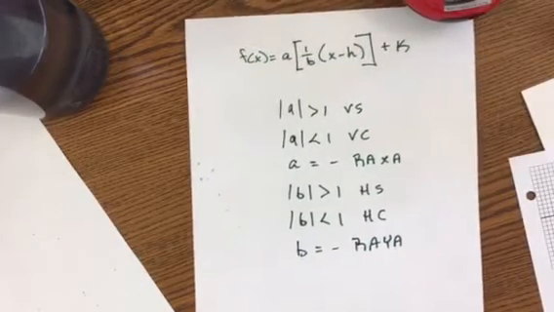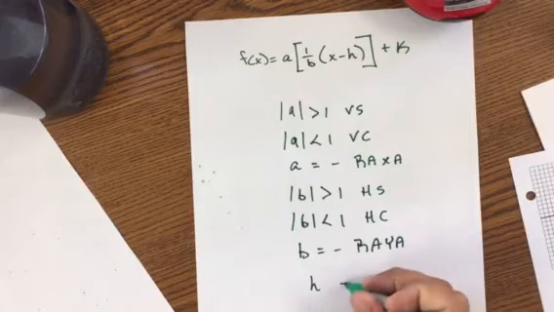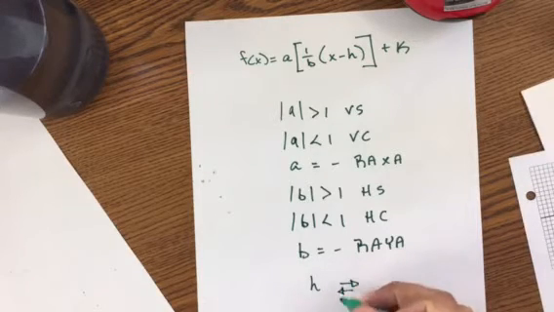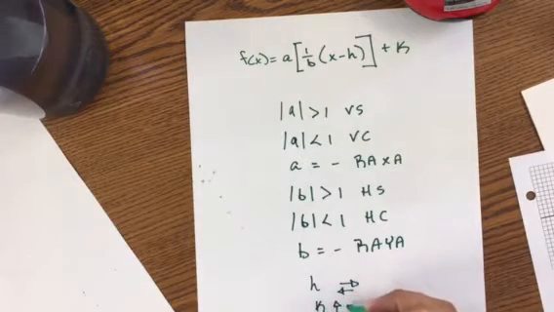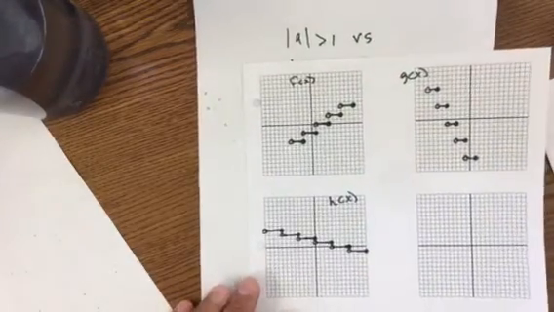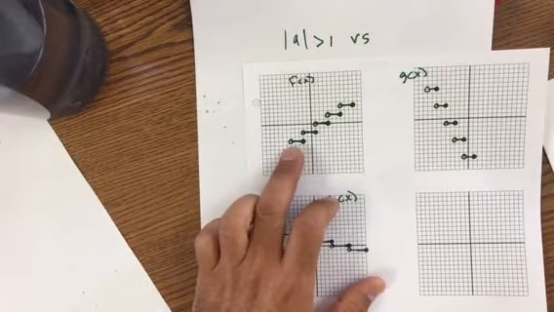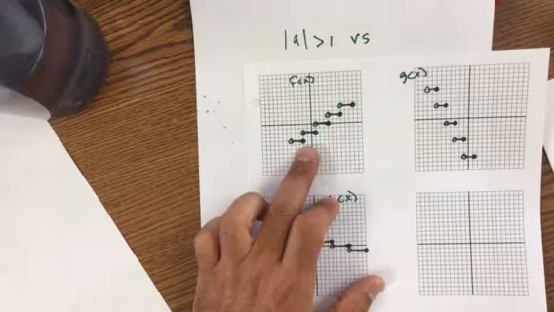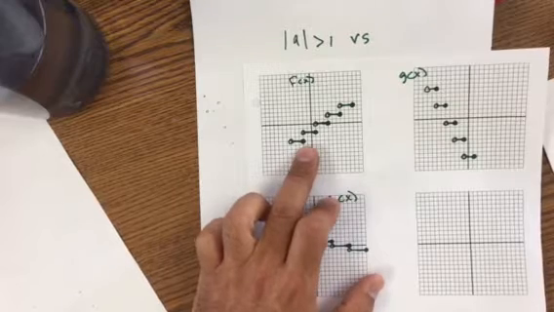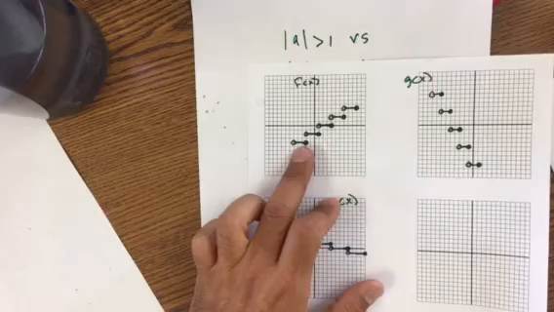My h is going to move me to the left and to the right, and my k is going to move me up and down. Now, here's the thing. There's no real starting point. There's not a vertex, and h, k is usually our vertex. So when I'm writing these, I'm going to start with the leftmost included point, which is the solid dot, for my h and my k.